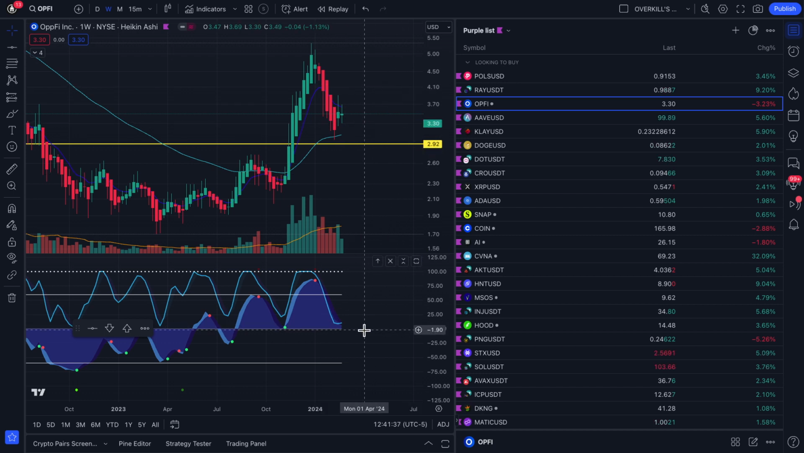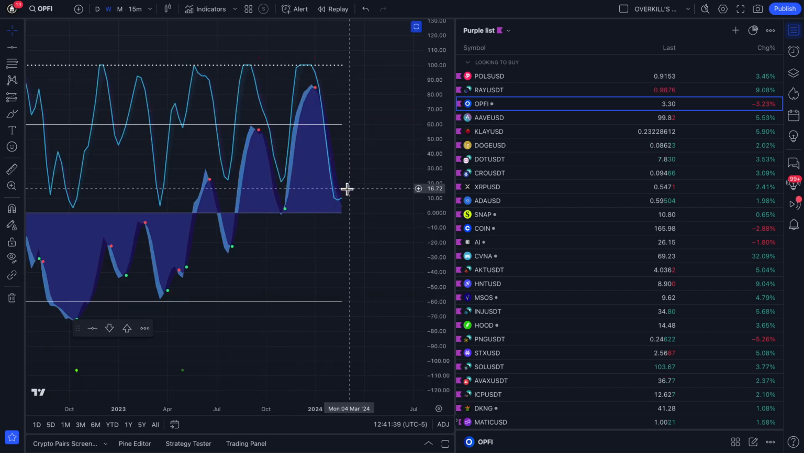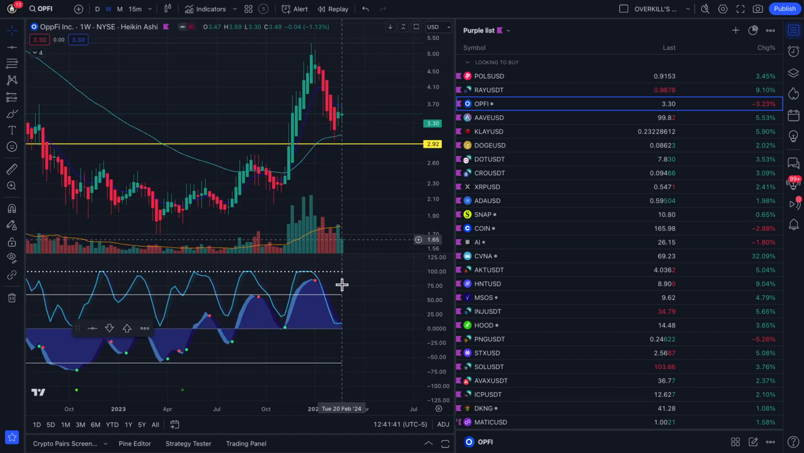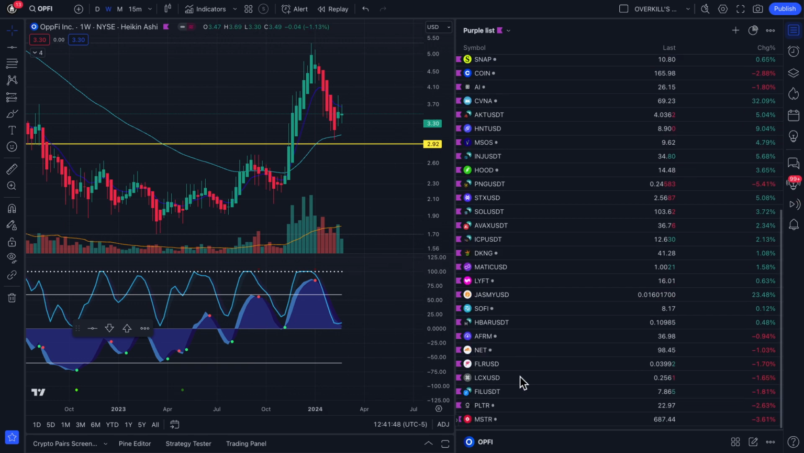Okay, again, earnings is always a catalyst, but look at the stochastic right now, dude. That thing's sitting at 10. If the green dot comes next week, this thing's gonna do the rippity dippity, just like PNG did. So again, 290 is your stop on that.